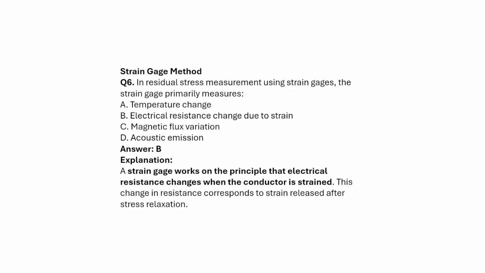Okay, next question. The residual stress measurement using the strain gauges. The strain gauge primarily measures temperature change, electric resistance change due to strain, magnetic flux variation, or acoustic emission. Answer will be electric resistance change. Once there is a change in the strain, it results in a change in its electric resistance. Strain gauge works on the electric resistance changes when the conductor is strained. The change in the resistance corresponds to the strain released after the stress relaxation.